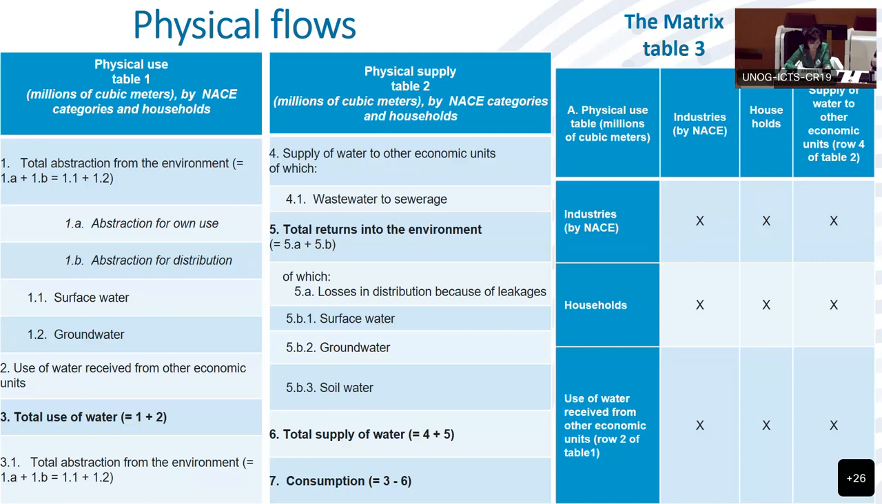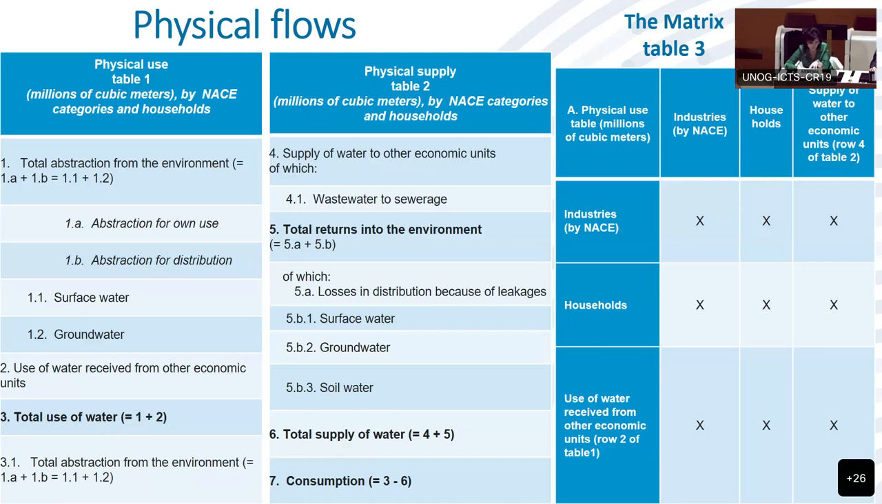So for the next, please pay attention to the structure. As we see here, abstraction plus water use, that means the total water use, and the second one, supply of water and total return into the environment. So we have the total supply of water, that means the water that is supplied to other organizations or households, and water that is returned to the environment. So we have the total water use and the total supply of water, and minus the consumption, that is the water that never returns to the environment.